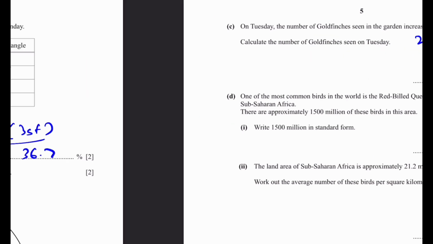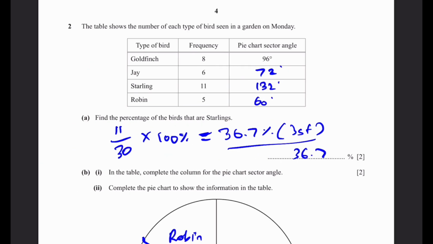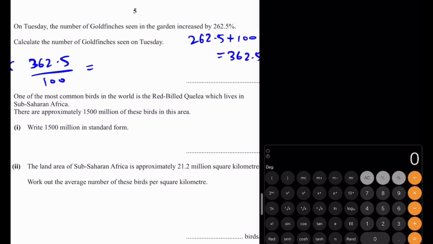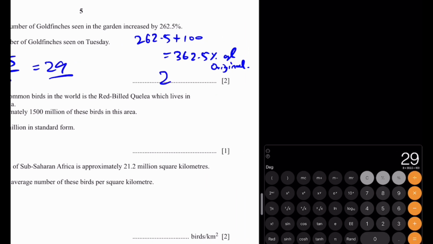Now let's go back and see how much goldfinches were there on Monday. 8. So 8 times 362.5 by 100. Since it's a percentage, we divide by 100 and getting a calculator out. 8 times 362.5 divided by 100, 29 goldfinches, which is our answer.